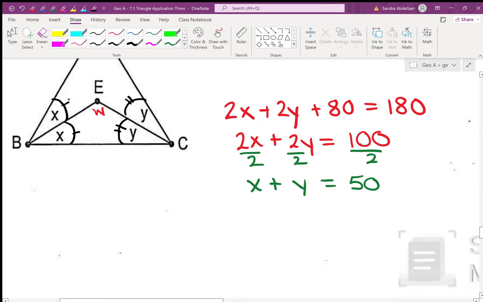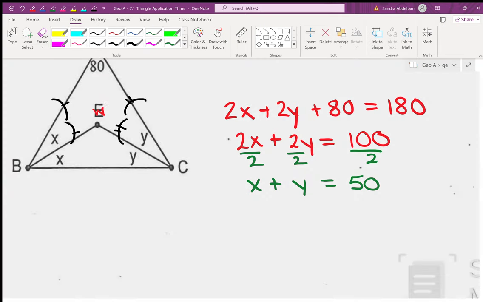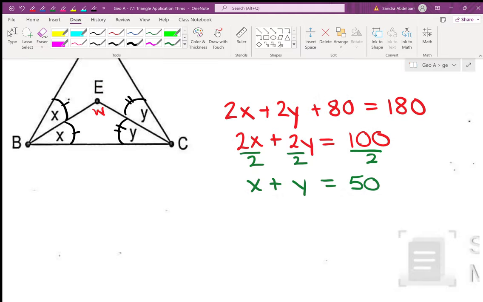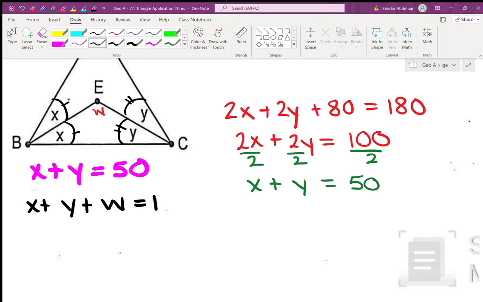All right, so now I'm going to line up my two equations. I have X plus Y equals 50. That's one equation. My other equation was X plus Y plus W equals 180. Think of what this is telling us. This is telling us anytime I add X plus Y, what is the sum? 50. This first equation is telling us anytime I add an X and a Y together, my sum is 50.